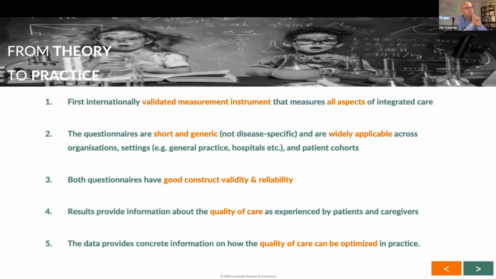And last but not least, this provides you information to start optimizing care, and therefore you need to have data or at least some kind of measures that you are able to improve. Well, I think the next speaker will focus on the implementation.